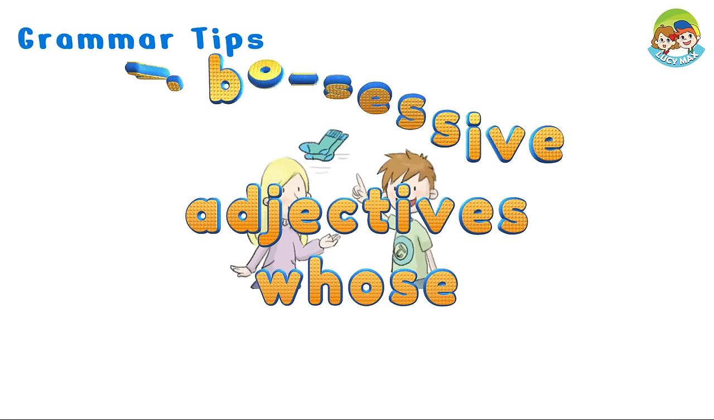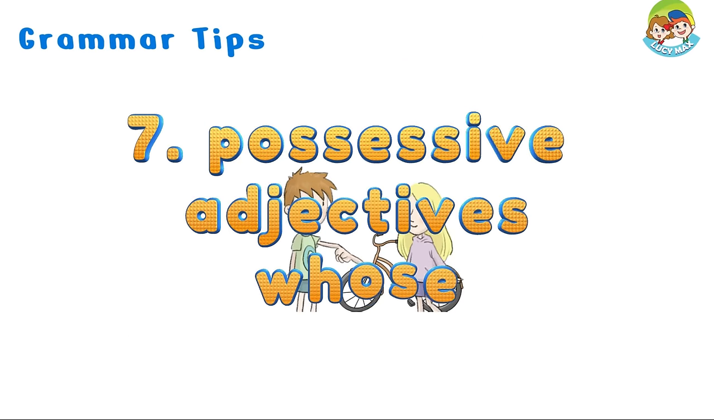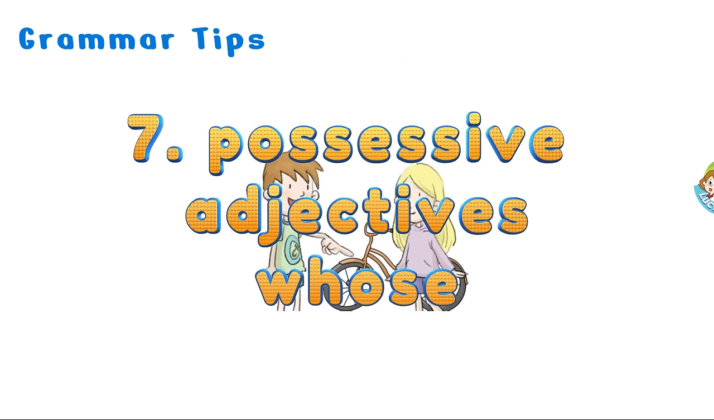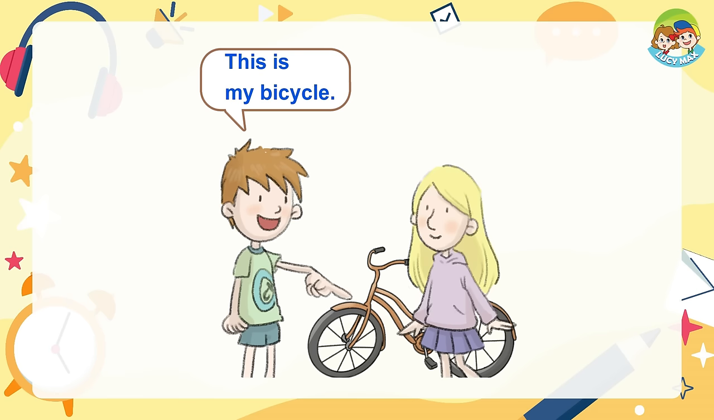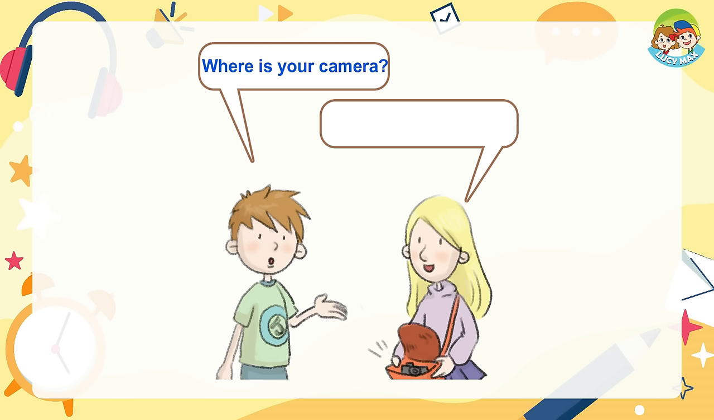Unit 7. Possessive Adjectives. Whose? This is my bicycle. Where is your camera? My camera is in my bag.